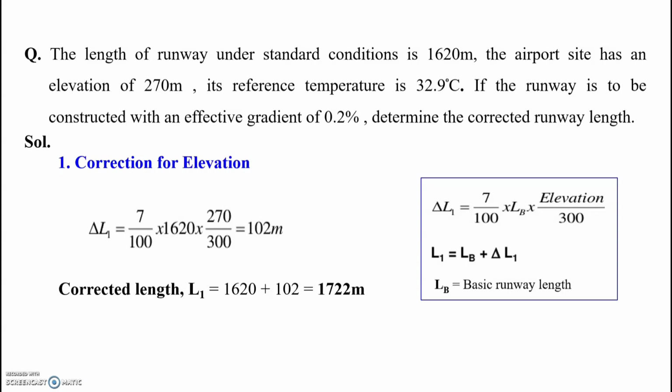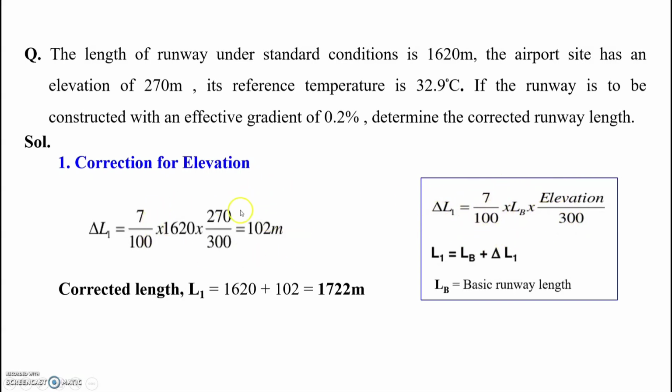In case of correction for elevation, the basic runway length is increased by 7% at a rate of 7% per 300 meter rise in elevation above the mean sea level. That is what is indicated by this formula: delta L1, that is the change due to elevation, is equal to 7/100 into LB into elevation/300. So first you will have to find out this delta L1.